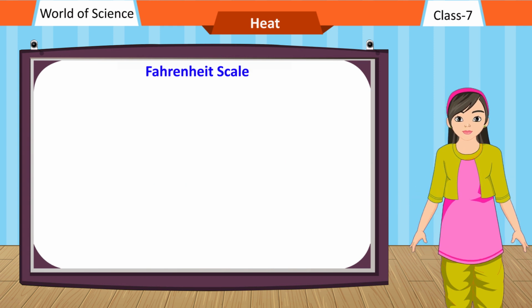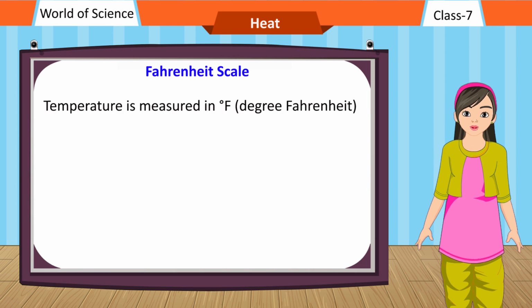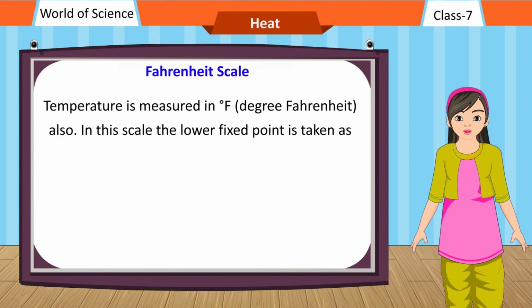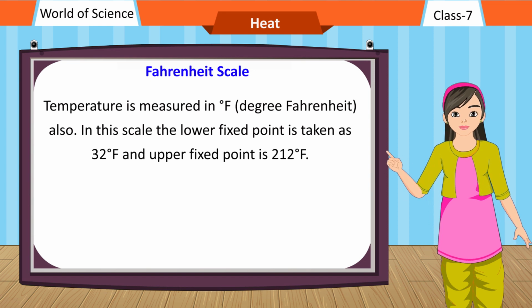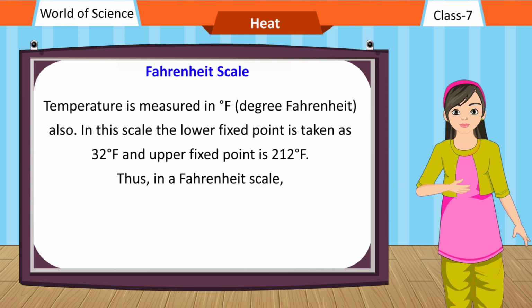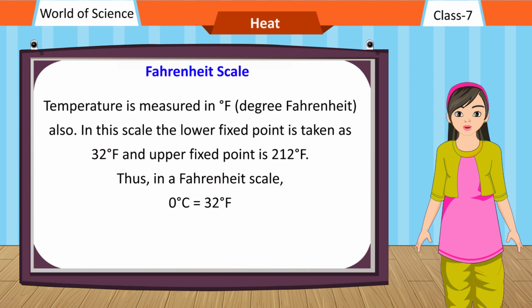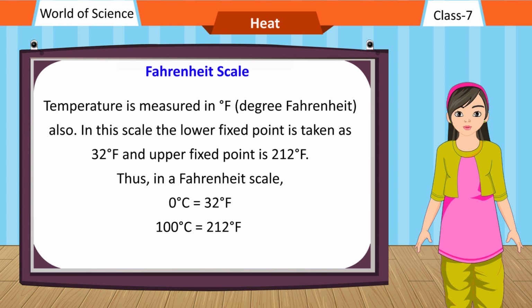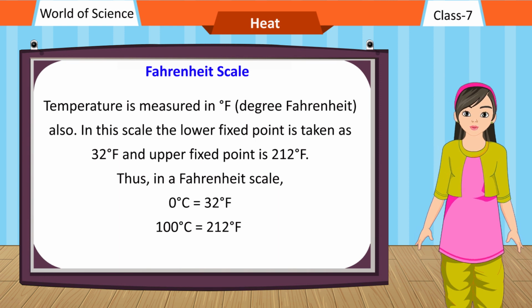Fahrenheit scale. Temperature is measured in degrees Fahrenheit. In this scale, the lower fixed point is taken as 32 degrees Fahrenheit and the upper fixed point is 212 degrees Fahrenheit. Thus, in the Fahrenheit scale, 0 degrees Celsius equals 32 degrees Fahrenheit. 100 degrees Celsius equals 212 degrees Fahrenheit.